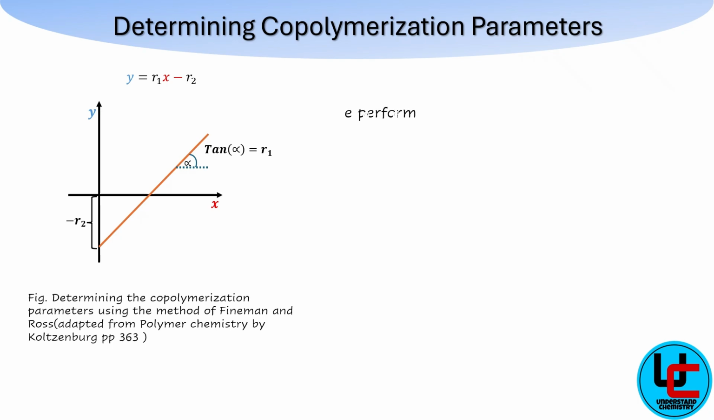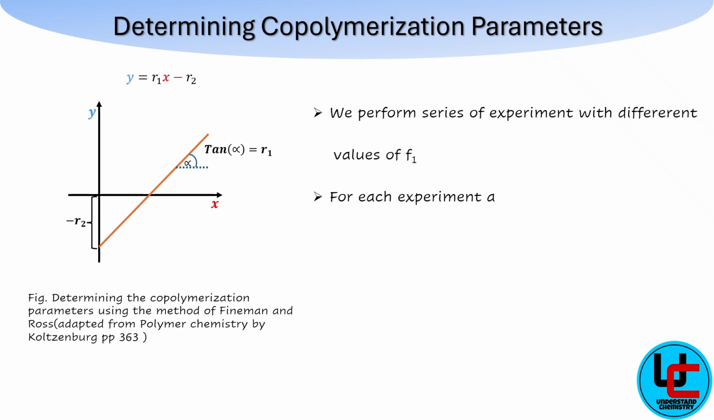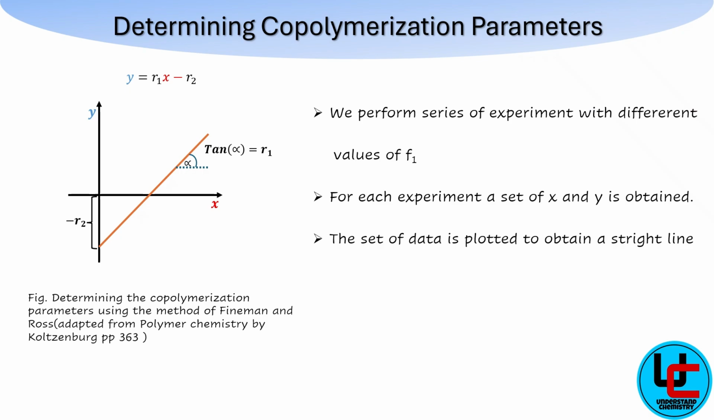So in sum, if we want to find the reactivity parameters using the Fineman and Ross method, we perform a series of experiments with different values of mole fraction of monomer M1 in the initial monomer mixture. For each experiment, we obtain a set of x and y. The data when plotted gives us a straight line, the slope or gradient of which is equal to copolymerization parameter R1, whereas the intercept gives us the value of copolymerization parameter R2.